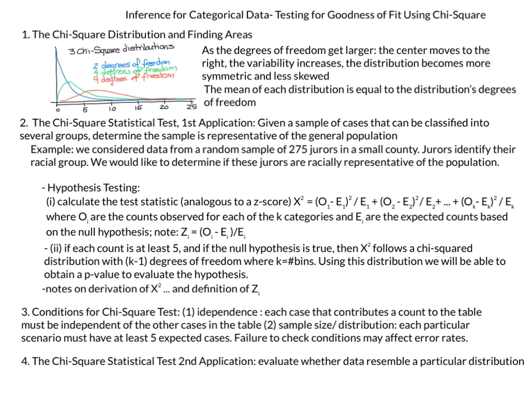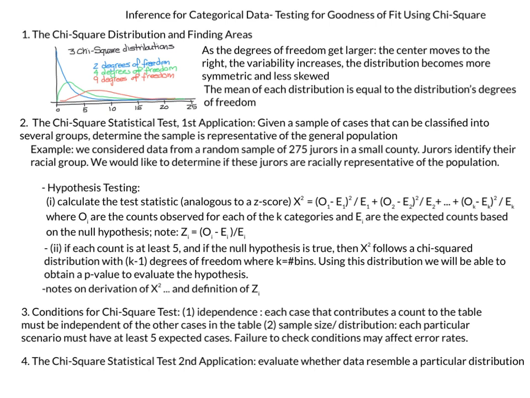As the degrees of freedom get larger, you can see the center of each curve moves to the right. So here's 2, here's 4 degrees of freedom moving further to the right, and here's 9 moving further over to the right. The variability increases. You can see this is stretched out over more space, and the distribution becomes more symmetric and less skewed. The mean of each distribution is equal to the distribution's degrees of freedom.